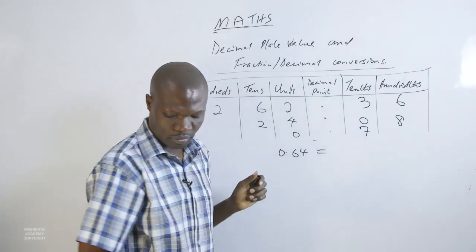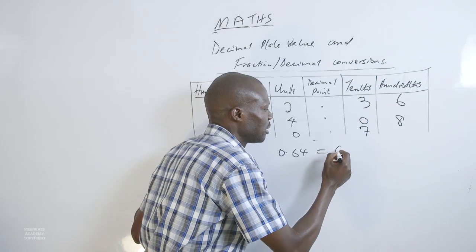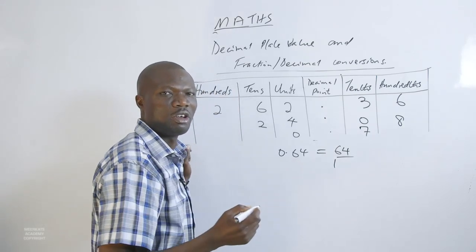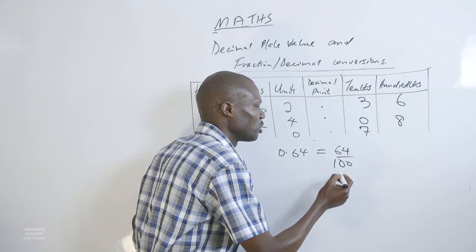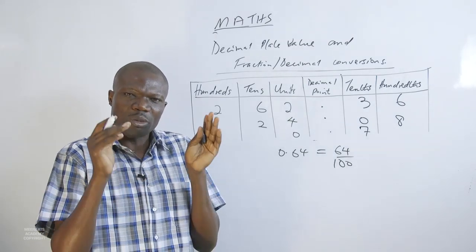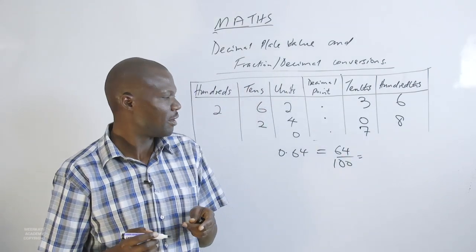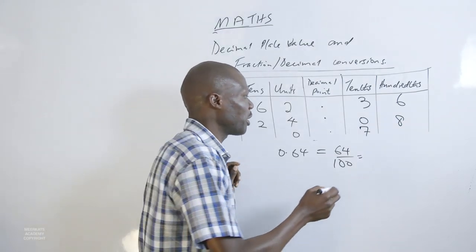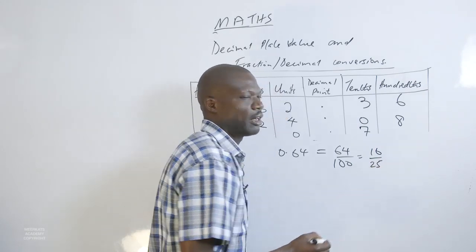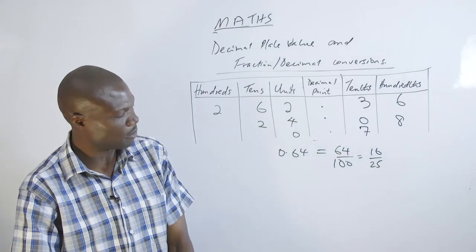Supposing it was 0.64. So this one is the same as 64 over 1, and how many zeros? There are 2 decimal places, so there will be 2 zeros. So it is 64 over 100. But it's always important to simplify. So you simplify this one again by dividing further. And when you simplify, you divide by 4 and get 16 over 25. So this is its simplest form.